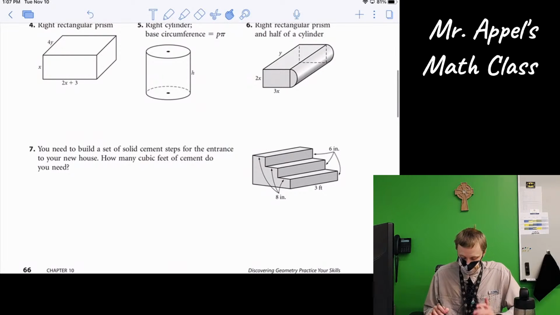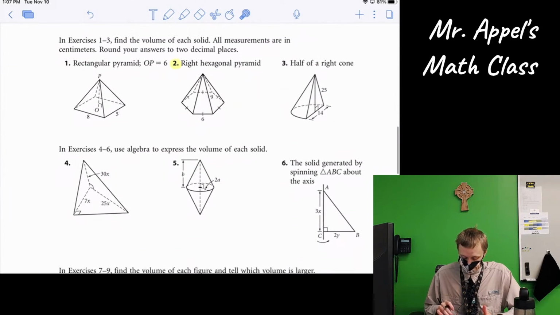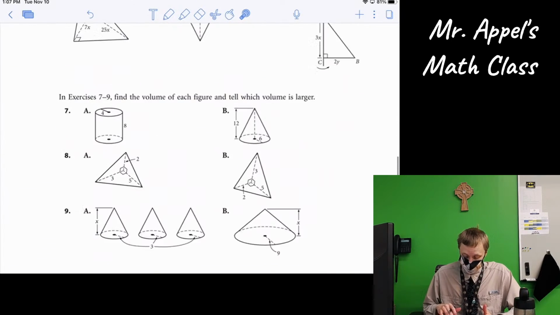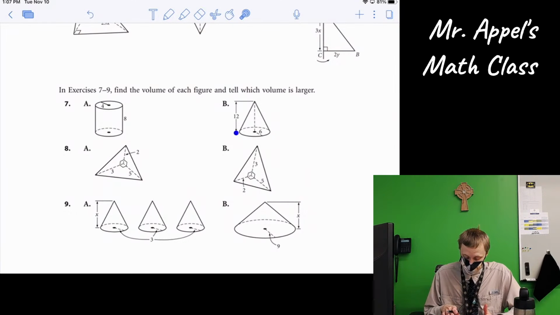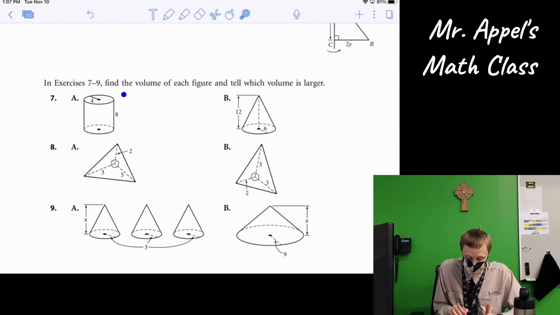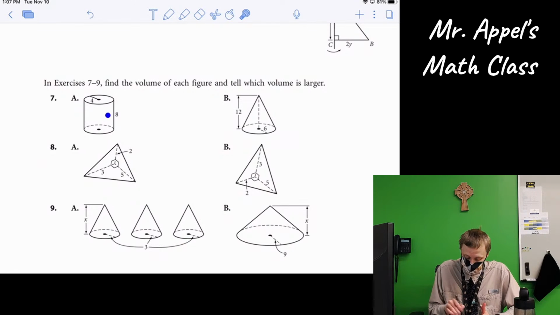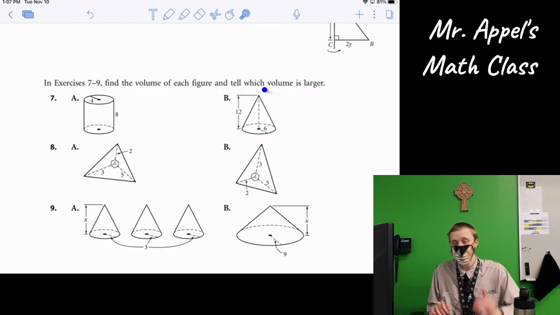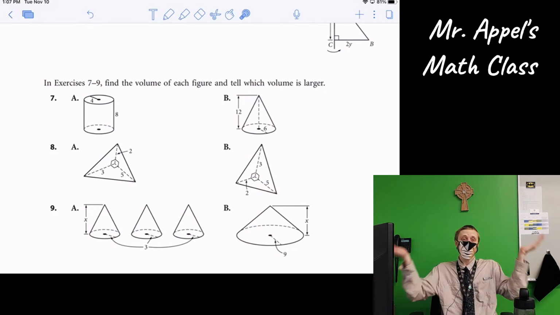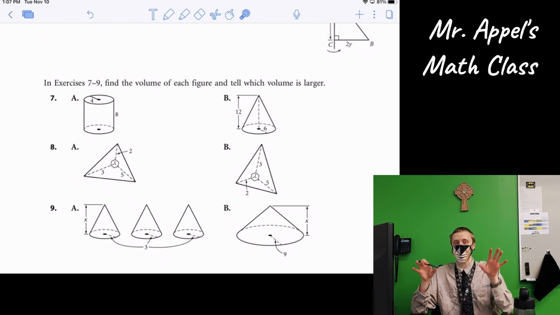Even the ones at the bottom of the page, right? They're usually the trickiest ones. This is not that bad. It's again, more rectangular shapes there. And I really like the last set, the 7 through 9. You are going to still find the volume of each thing. But then each pair here, they want you to compare them, which is really easy to do. You find the numbers and you say which number is bigger.